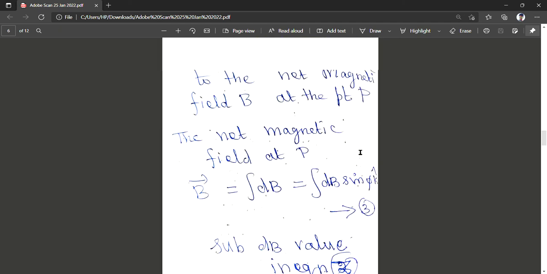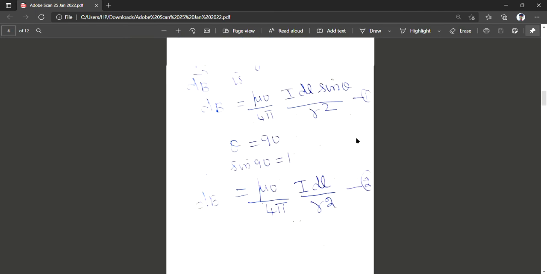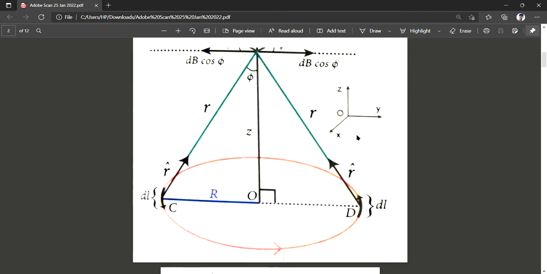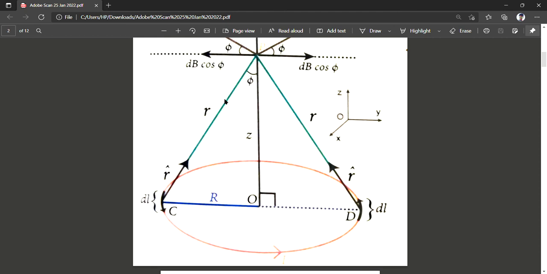So let us consider the triangle. From the diagram, consider the triangle OPC. So this is O.